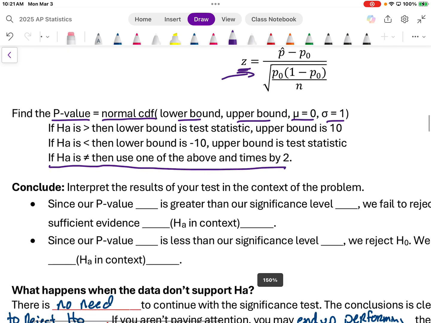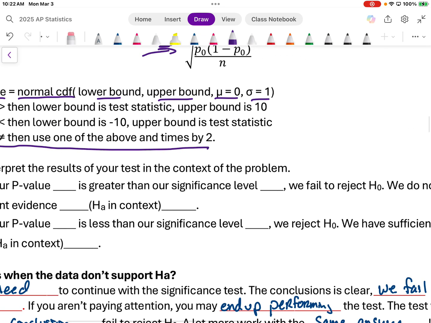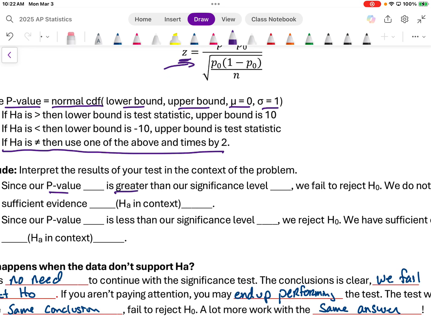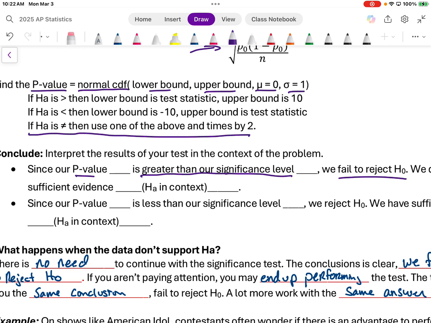And then we have our conclusions. We interpret the value as follows. We say since, and then we say what our p-value is. Since 0.0015 is less than or greater than whatever alpha it is, we fail to reject. So if your p-value is greater than your alpha, we fail to reject the null hypothesis. We do not have significant evidence. If the p-value is less than our alpha, then we reject the null hypothesis. We have sufficient evidence for what's taking place.